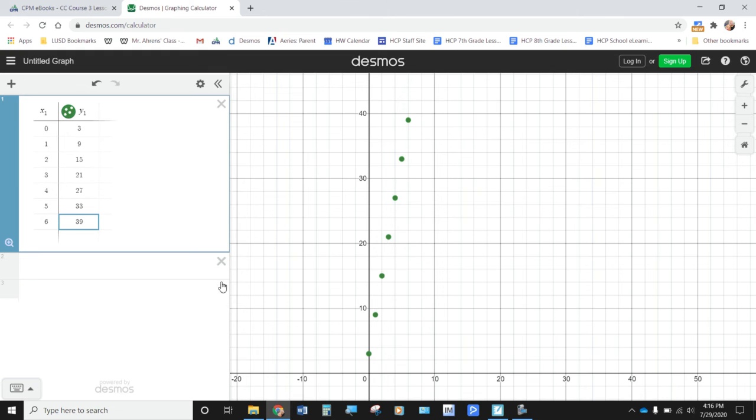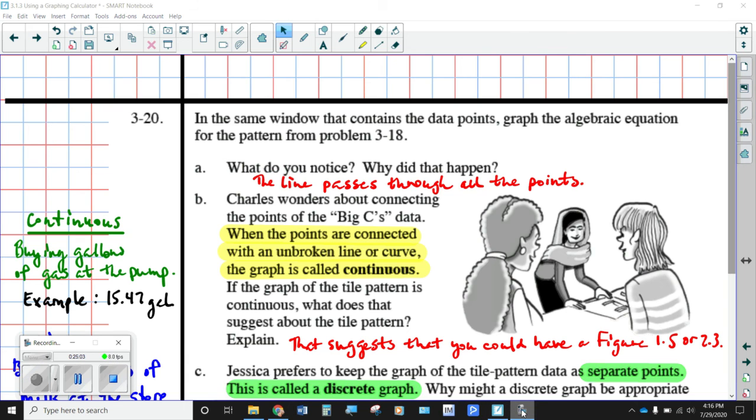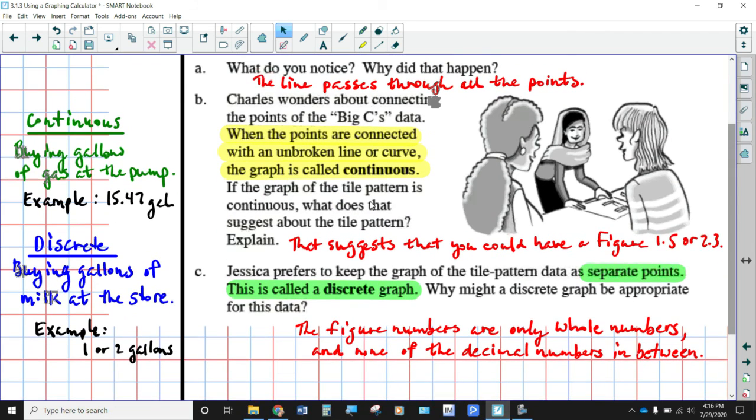Let me get rid of that line for this situation. We are only dealing with whole number figure numbers, so we want our graph to be discrete, okay? Hopefully that makes sense, the difference between the two. You will, in high school, I guarantee, be assessed on your ability to read through a word problem or any kind of problem and determine whether or not the graph for that particular situation should be continuous or should be discrete. It's being taught and introduced in 8th grade.